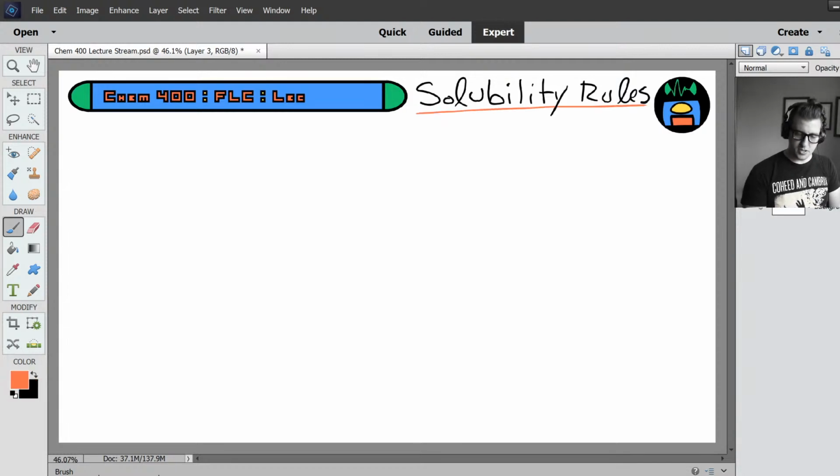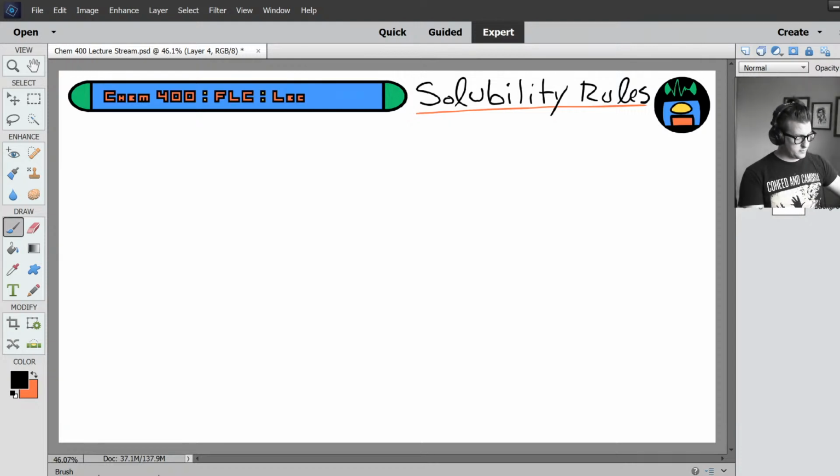All right, the solubility rules. I would recommend that you memorize these, or at least, if you're not going to memorize them, have them on a note sheet when you take the exam, so you can look at them for quick reference. All right. So these are the solubility rules.